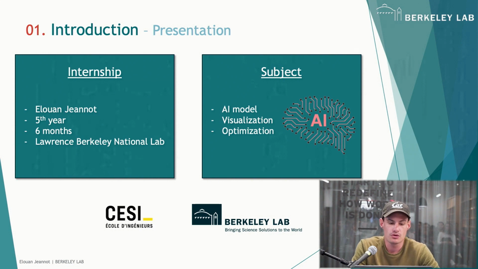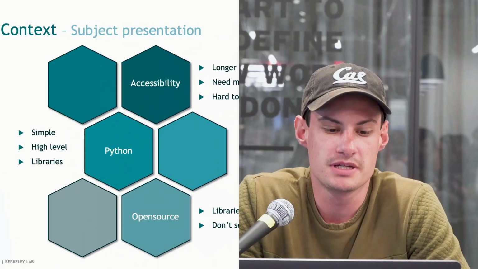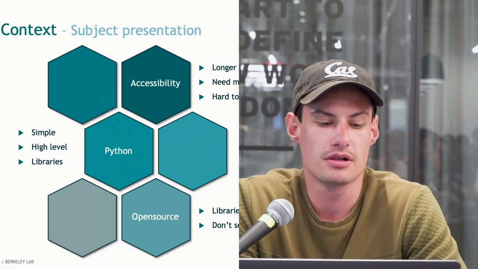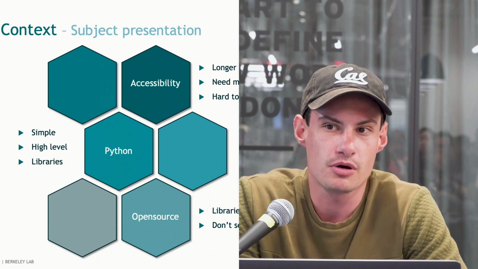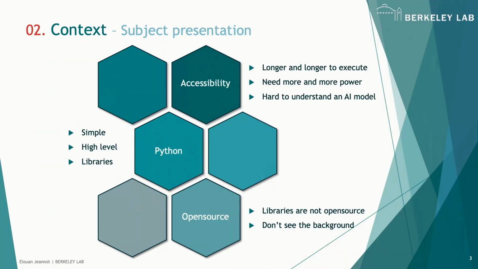And there I worked on AI models. The objective was to visualize them and to optimize them. Why did we want to do that? It's because it takes longer and longer to execute an AI model. It needs more and more power because AIs are more and more complicated. They do more and more things, like ChatGPT now or other ones. And so it's harder to understand the AIs. That's the observation of my supervisor.